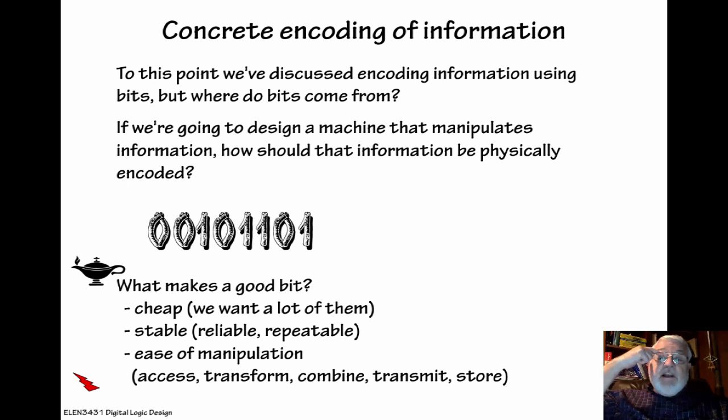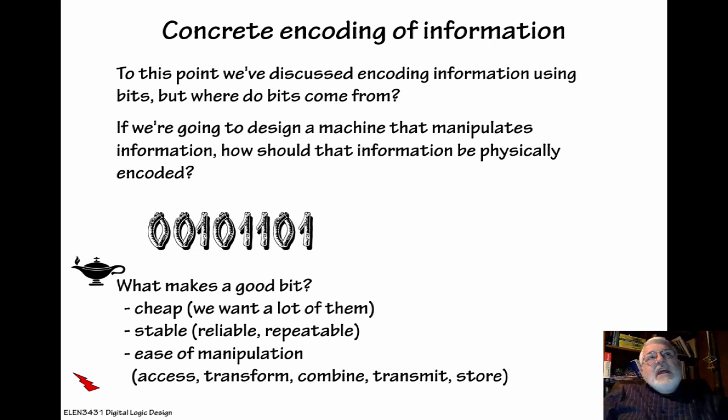And so if we're going to design a machine that manipulates information, which is what a computer is, how should that information be physically encoded? And so let's ask, what makes a good bit? First, they're cheap, or they need to be cheap, because we're going to use lots of bits. Megabit, terabit, gigabit. We also want them to be stable, in other words, reliable and repeatable.